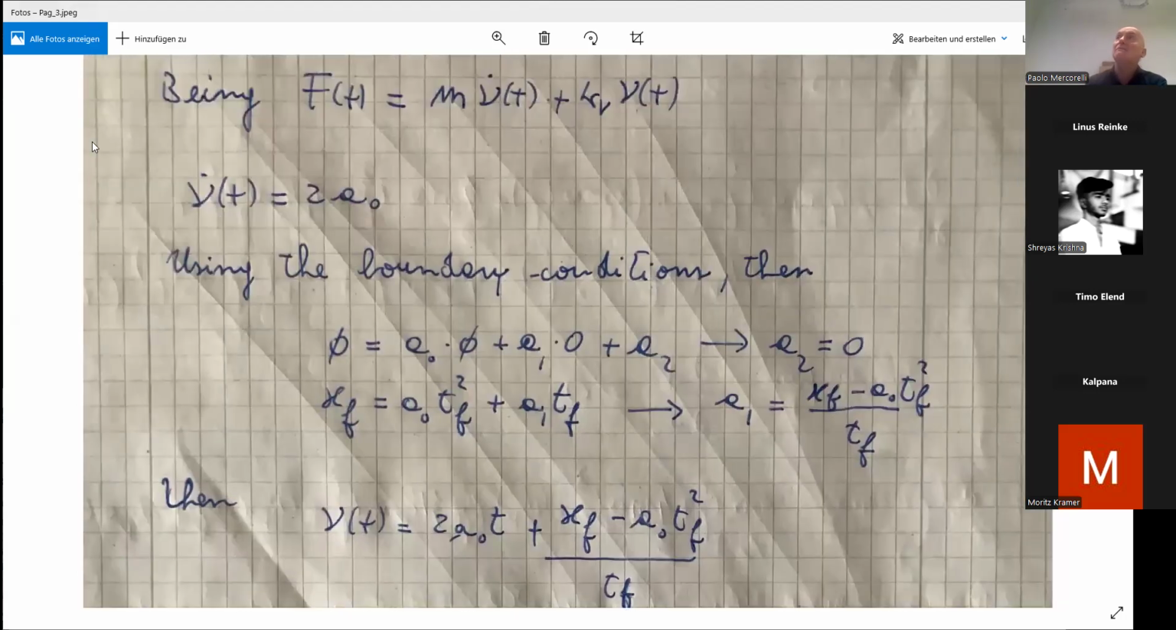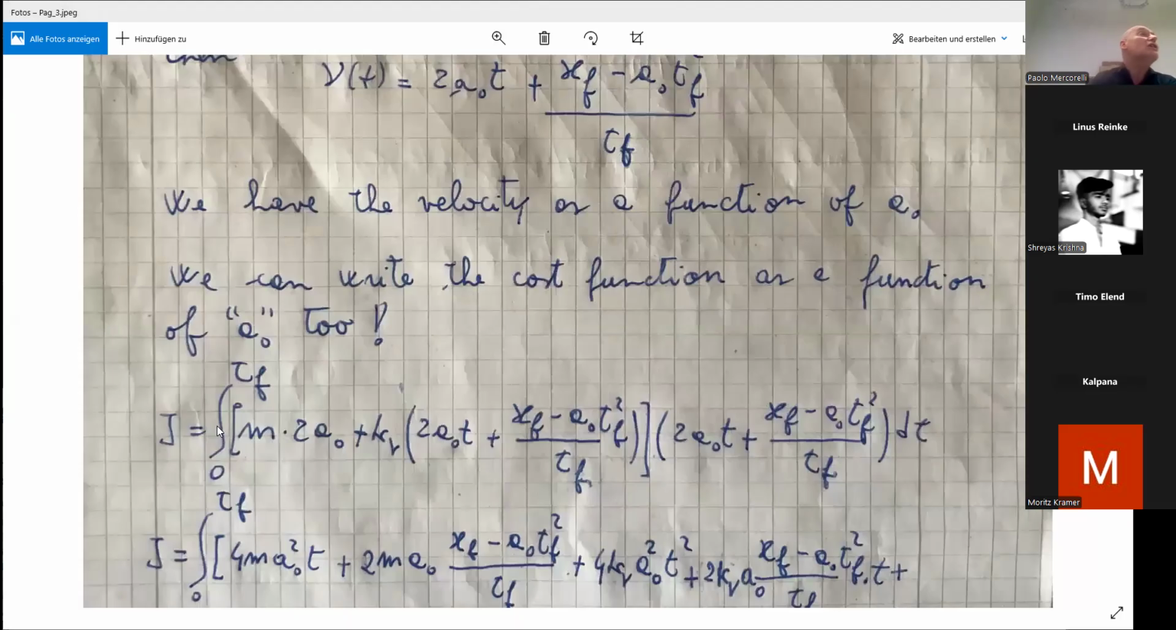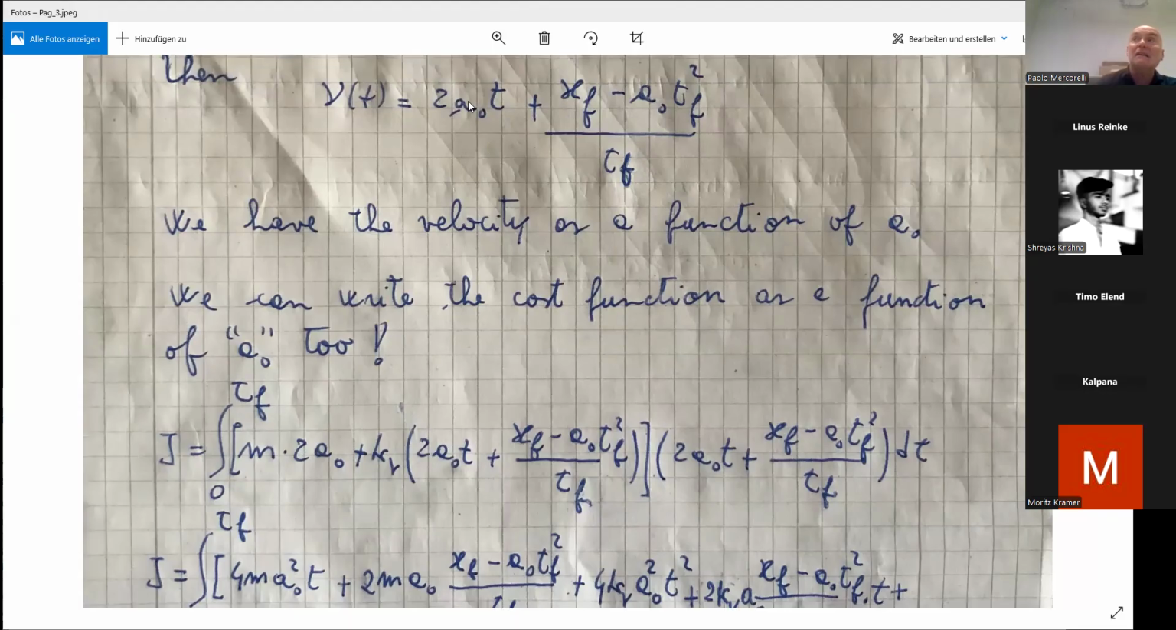F is D. Since F is a function of V and V derivative, and V derivative is one, I plug it into my original cost function, which is the integral between 0 and, in our case, Tf, of what? Here, I don't know if you see, is the V of t. We can see exactly at the beginning, then V of t. Everything is dt, and this expression here is the force.